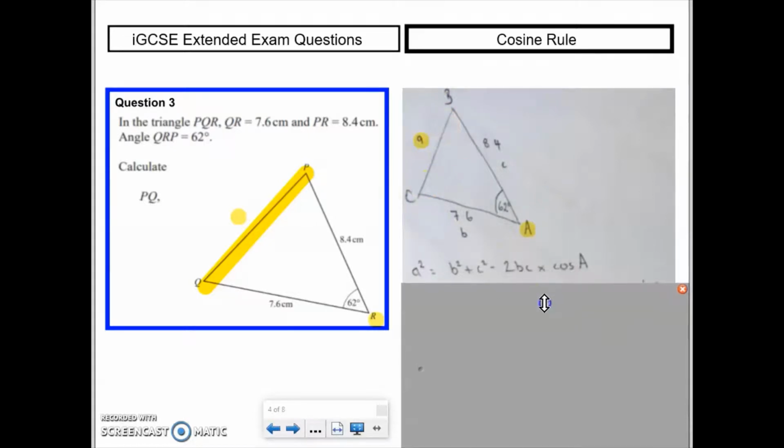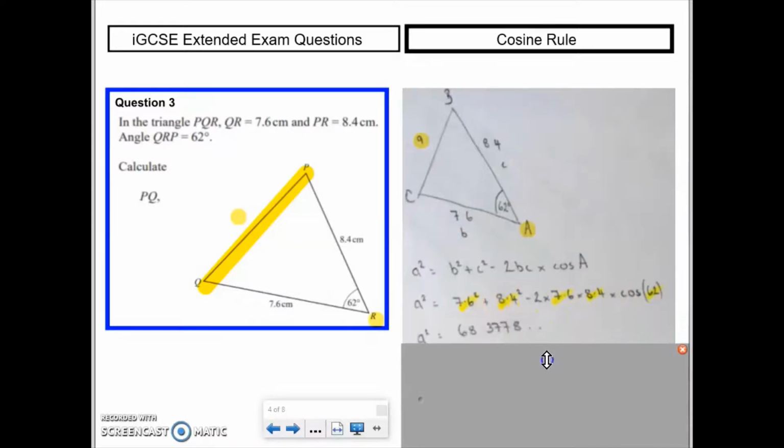Because I'm being asked to work out a length, this is the version of the cosine rule I'm going to go ahead and use. I know that little b is 7.6, and I know that little c is 8.4, and I know that capital A, the angle, is 62 degrees. I'm going to take those values and substitute them into the cosine rule. You can see where those substitutions have taken place. All this is going to be put into my calculator, which is going to give me this value, 68.3778, and so on. At that stage, that is the value of a squared, and we just want to know a, because that would give us this length.